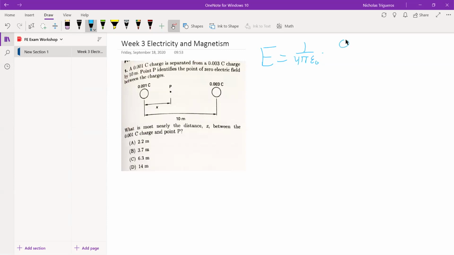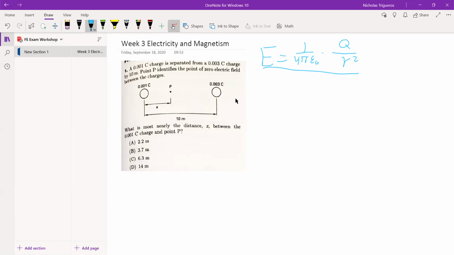Times our charge Q divided by R squared, in whatever direction, the R hat direction. But for this one-dimensional case, that's not entirely necessary. So this is the equation for the electric field. How can we find out what that X is using this equation with both of these charges?